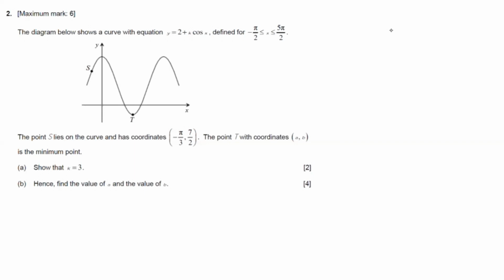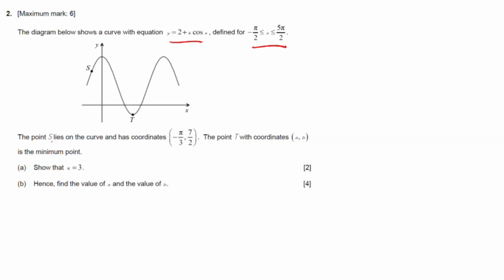All right, question number 2. The diagram below shows a curve with equation y equals 2 plus k cos x, defined for x between negative pi over 2 all the way to 5 pi over 2. So we have the equation right here, but we're missing the k. Then we also have the domain of the function.